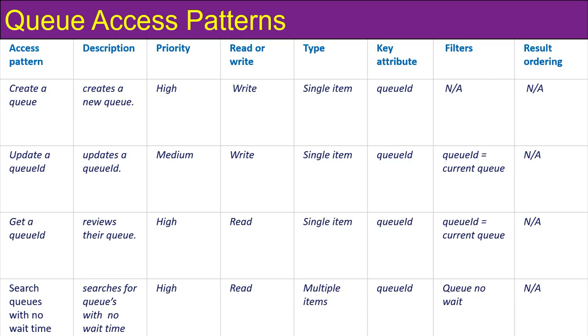Okay, so we create a queue, and once again, there's a key attribute when you create a queue. You update a queue with the queue ID, you get a queue with the queue ID, so there's writes, there's reads. And then if you want to search queues with no wait time, or anything like search queues where an agent has a specific skill set, then you could start defining what you're going to do and how you're going to access.